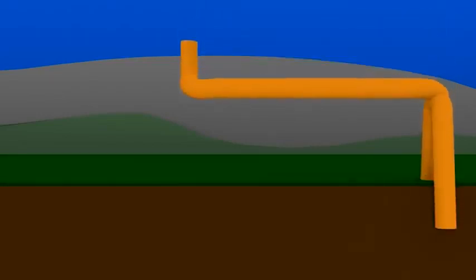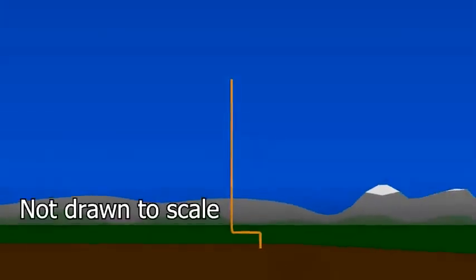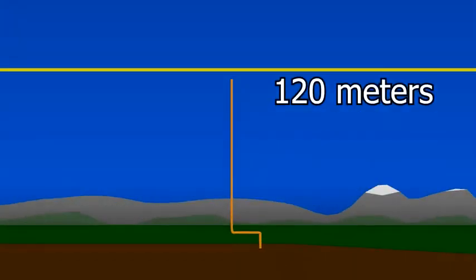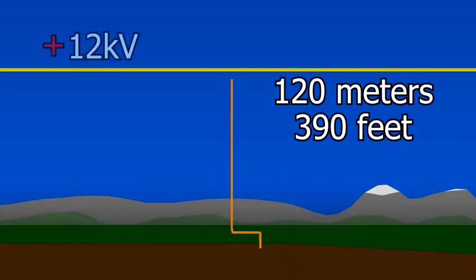To take advantage of this atmospheric electricity, we electrically connect one end of a wire to the ground and lift the other end up into the air. In our case, we got good results at around 120 meters, or 390 feet up. At 100 volts per meter, or 100 volts per yard, that's 12,000 volts between that height and the ground.